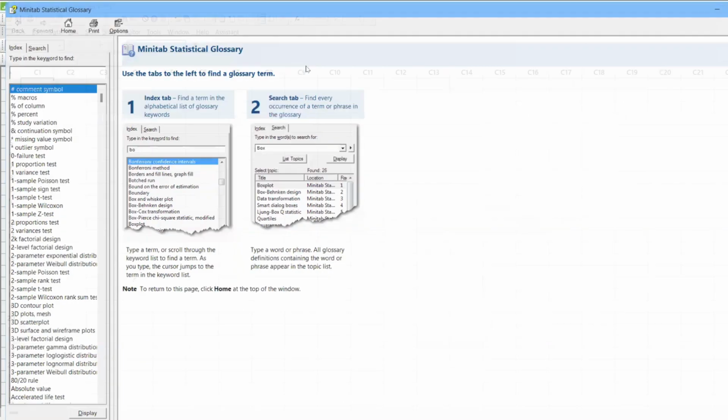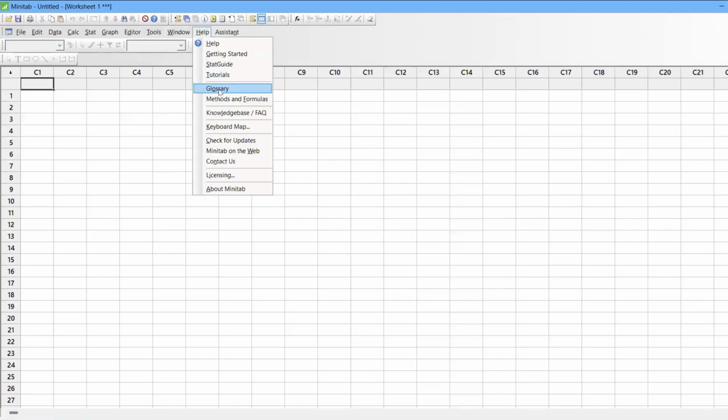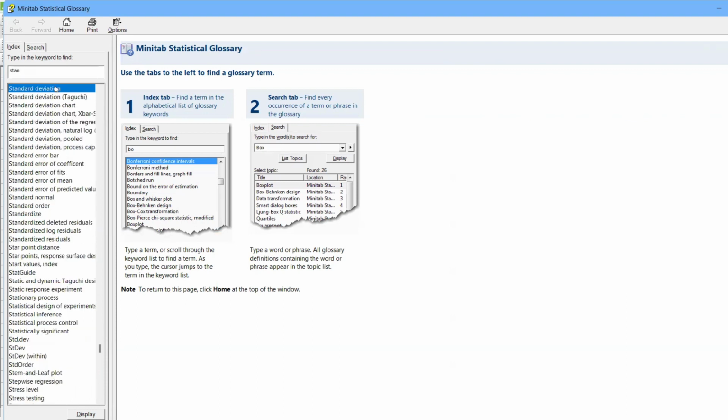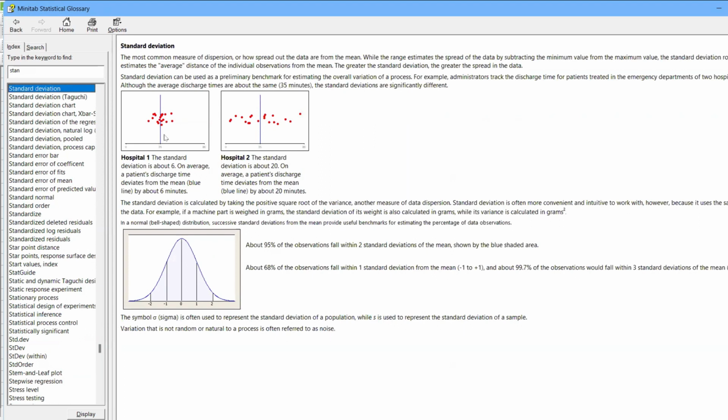Once again, go to Help and then Glossary, and let's say we want to find out about standard deviation. Either Index or Search you can do. You will find the standard deviation. See how beautifully it is given: the standard deviation is about 6. On average, patient discharge time deviates from the mean by about 6 minutes. The average is about 35 minutes, but you have a standard deviation of 6 minutes.